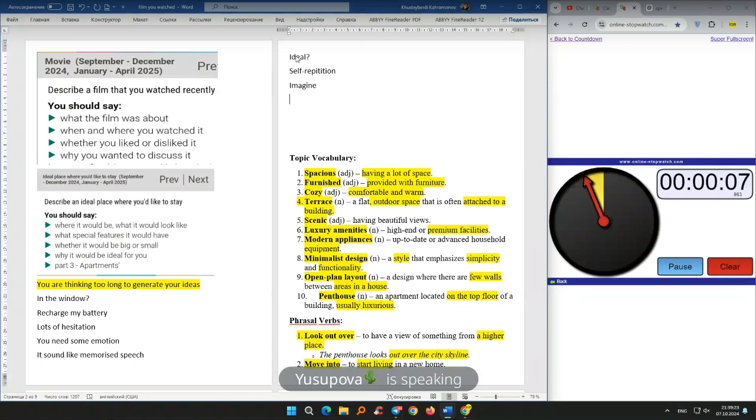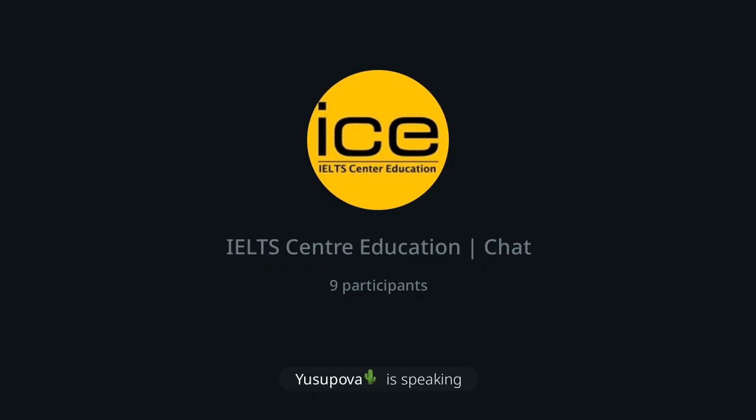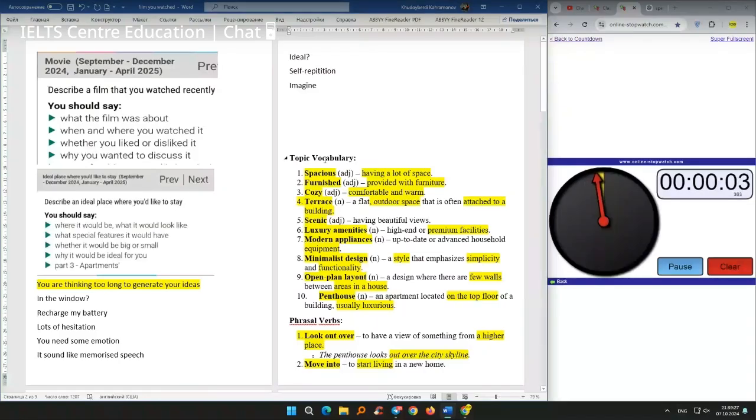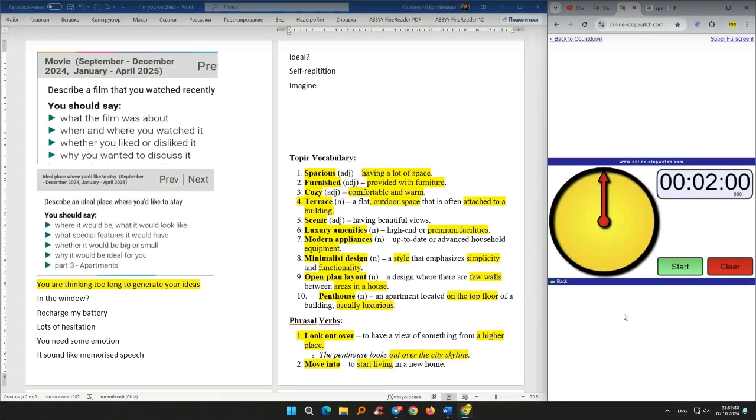This time you had some hesitation and self-repetition. You repeated yourself more than 5 or 6 times. And you had some minor mistakes again in terms of your pronunciation, like ideal. It should be pronounced ideal, not ideal. You know, ideal can be the Russian version. And imagine, imagine. Imagine. Imagine, yeah. Yes, of course.